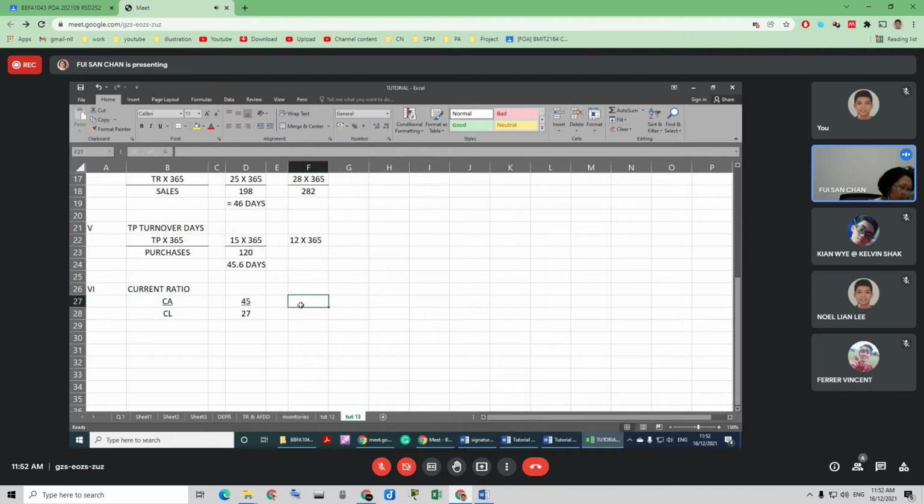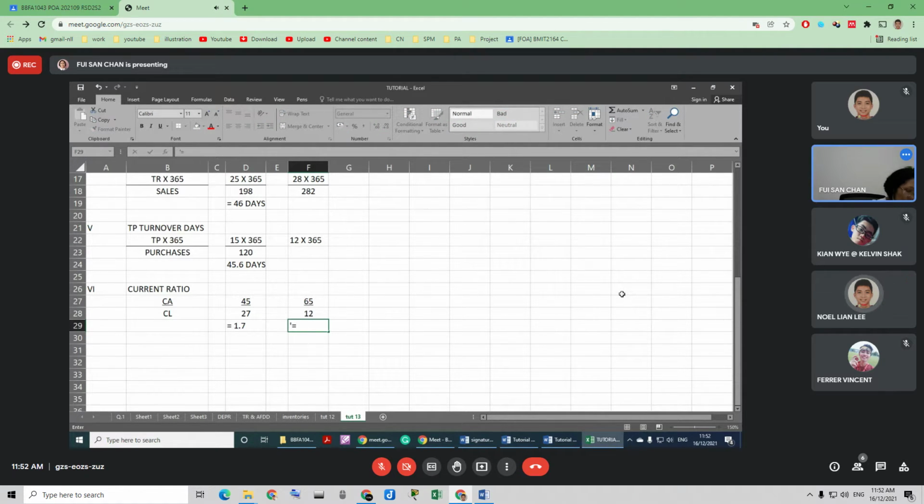Now you see the other year. The other year is what? 65 and 12, right? You see this one. Is this healthy? This one will give you how much? It's 5.4. Compared to 1.7, right?